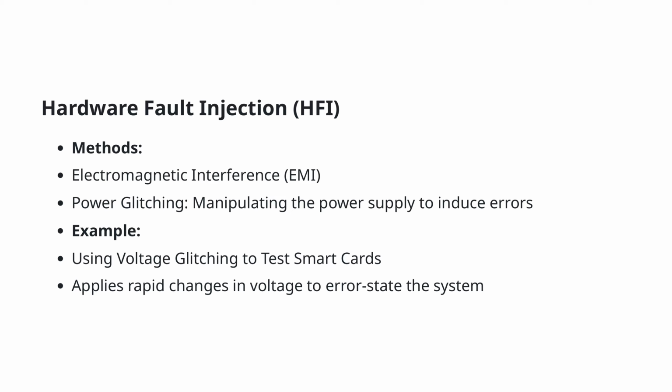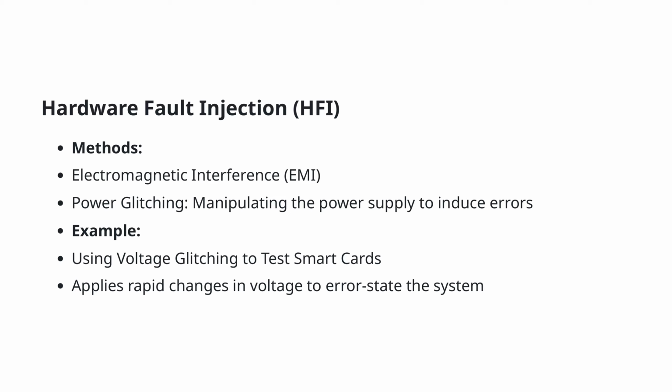For instance, rapidly changing the voltage supplied to a smart card can induce errors, making it an effective method for testing the card's robustness. The example provided demonstrates how voltage glitching applies rapid voltage changes to push the system into error states, revealing weaknesses.